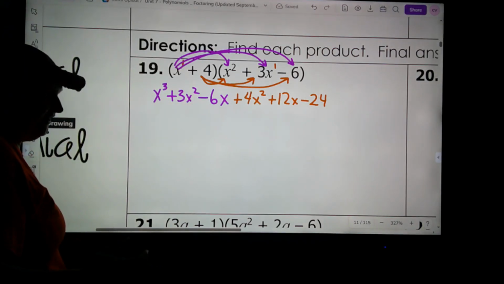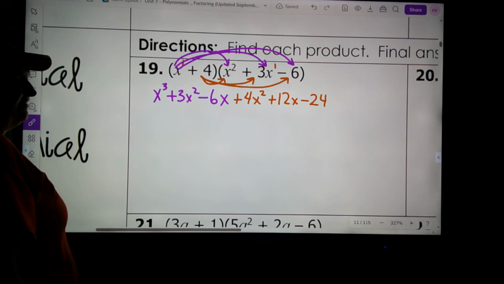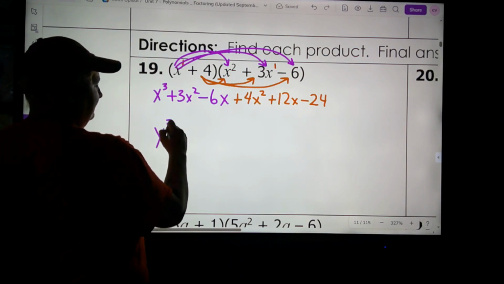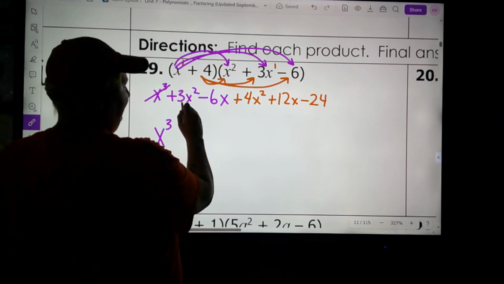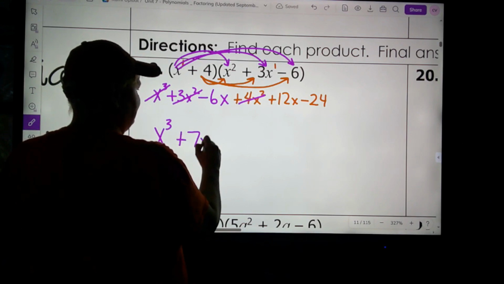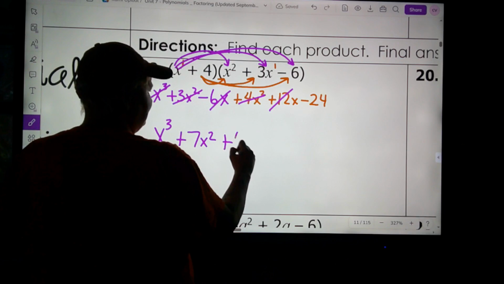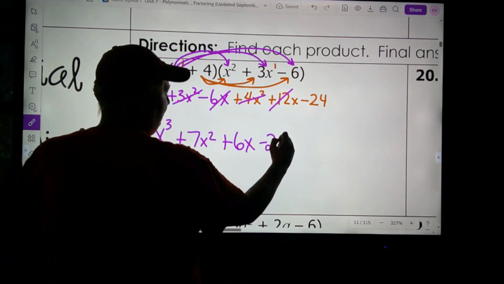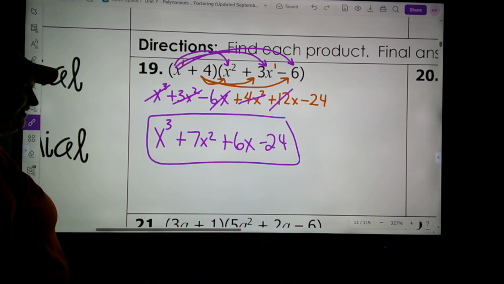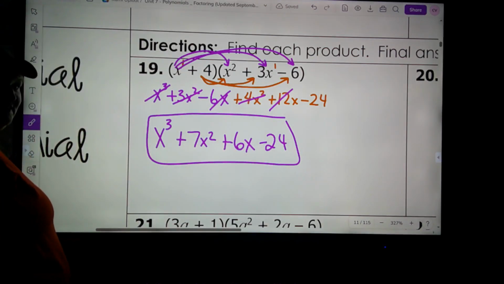Right? Like I said, slow down. Watch your signs. Like terms. Highest, x cubed. Then x squared. 7x squared plus 6x minus 24. Nice and patient, right? Nice and patient. Step by step, checking my signs, making sure that I'm highest exponent to lowest exponent. Take your time.